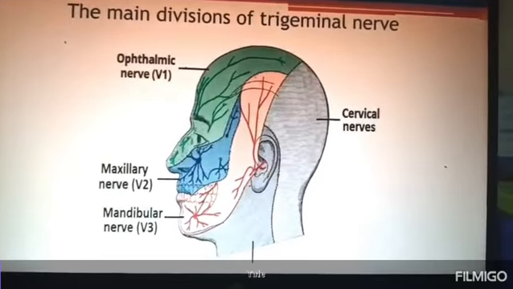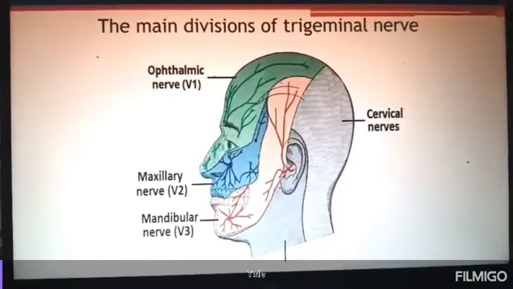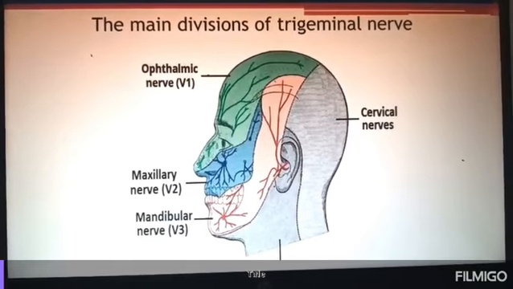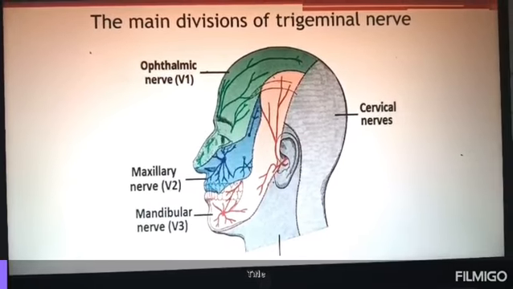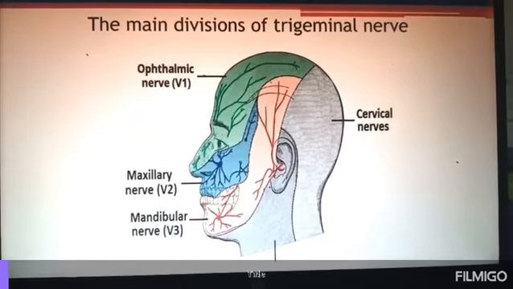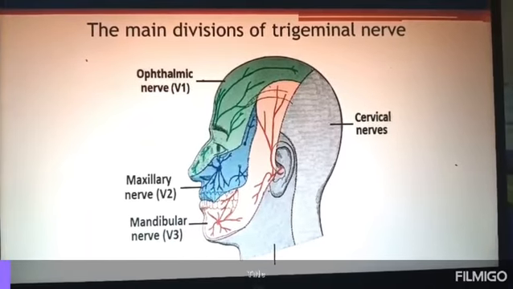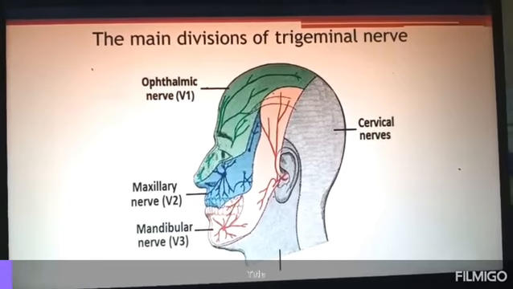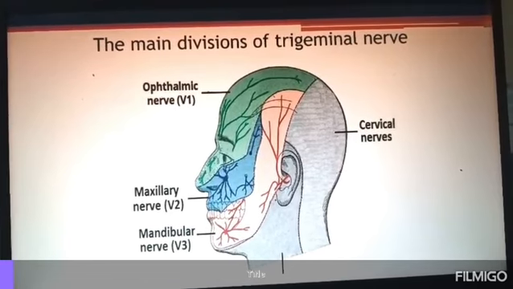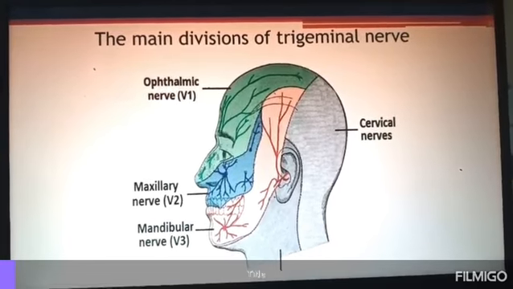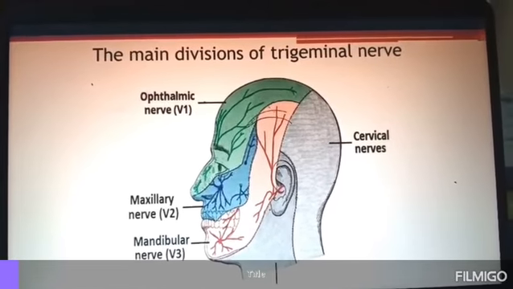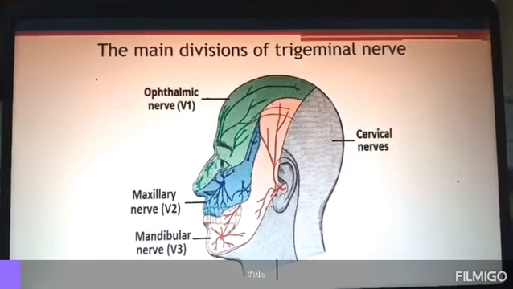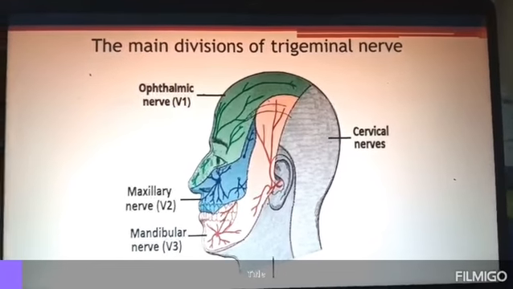Welcome back. Today I am going to discuss with you all the ophthalmic division of the trigeminal nerve. In the previous session, I told you about the introduction of the trigeminal nerve, its sensory root and its motor root, its fibers, tracts, and nuclei. And now today I am going to start with the divisions of the trigeminal nerve.